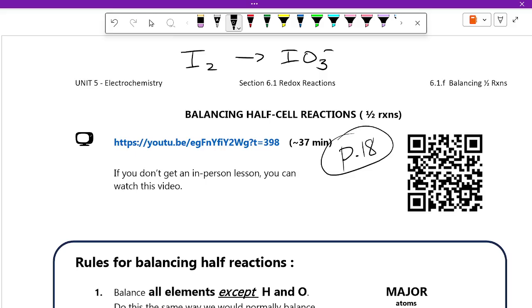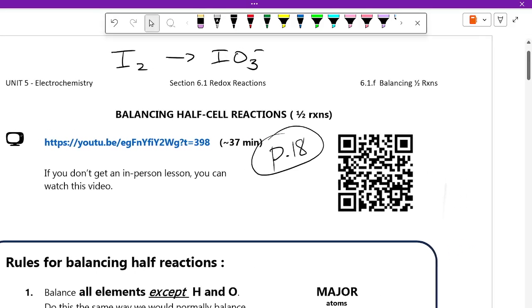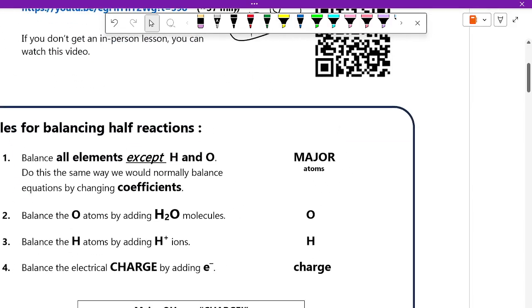So we are going to use the little mnemonic: major, hydroxide, OH, says charge. Okay, so major hydroxide says charge.